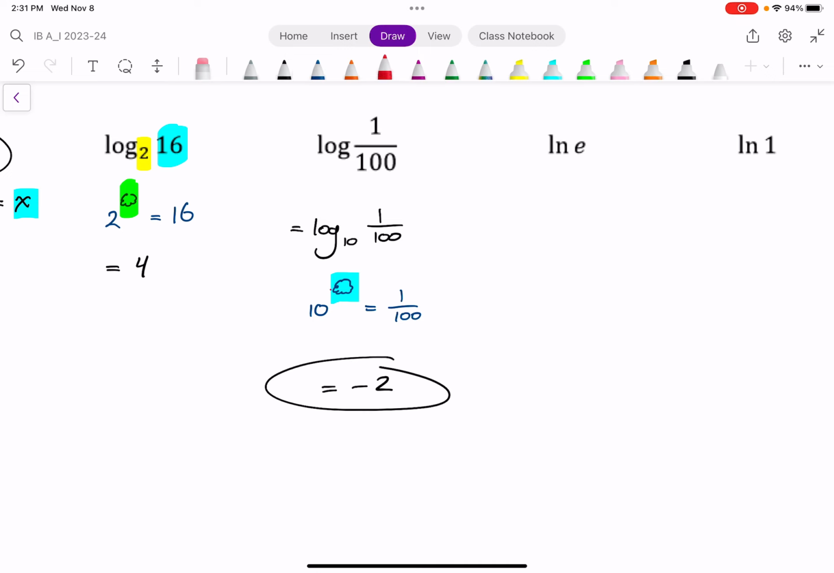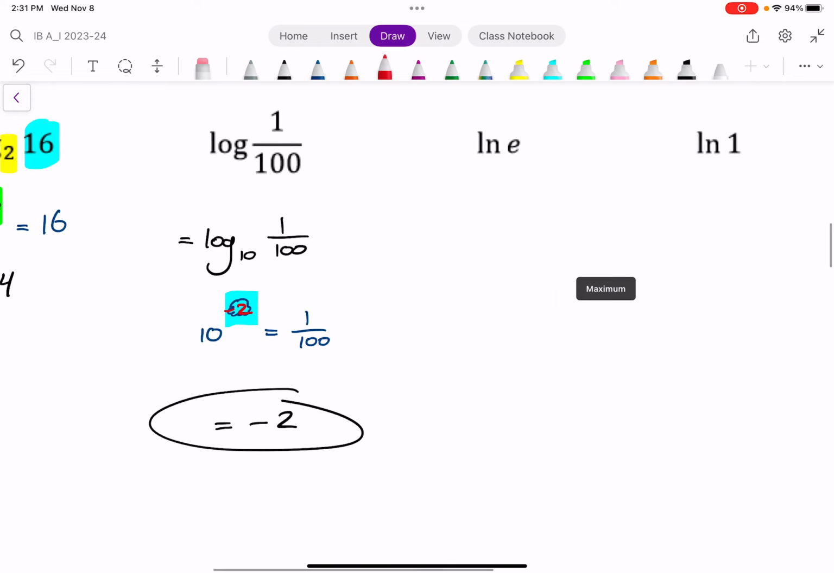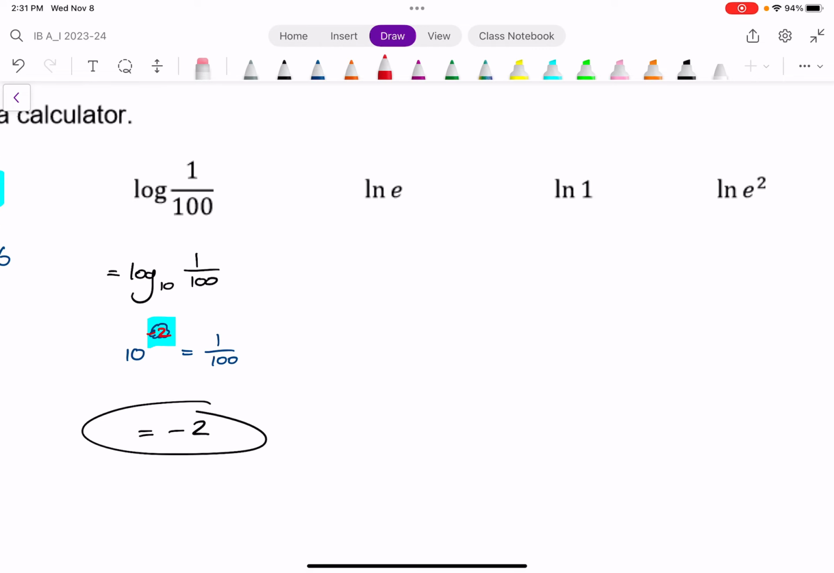Because again, 10 to the negative 2 is the same as dividing by 10 twice, and we reviewed that last time. Well, another special logarithm that we will work with much more than log base 10 by the end of this course is ln, which stands for the natural logarithm, which is a logarithm of base e.